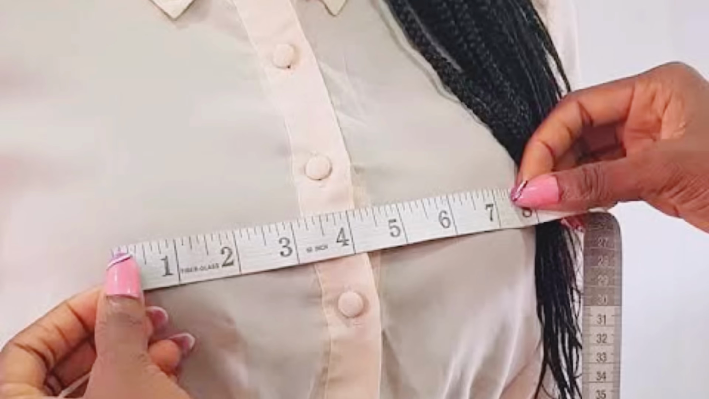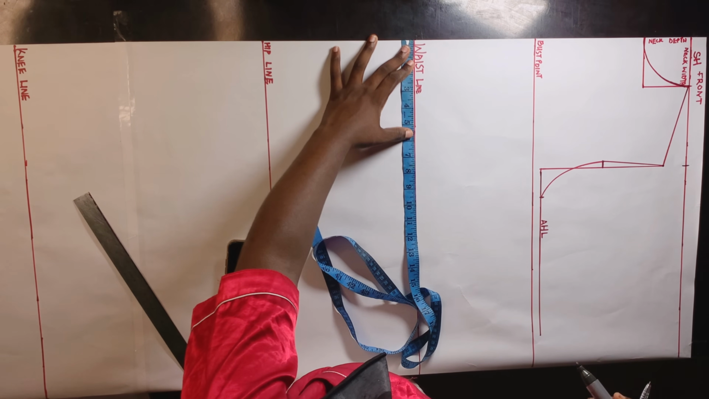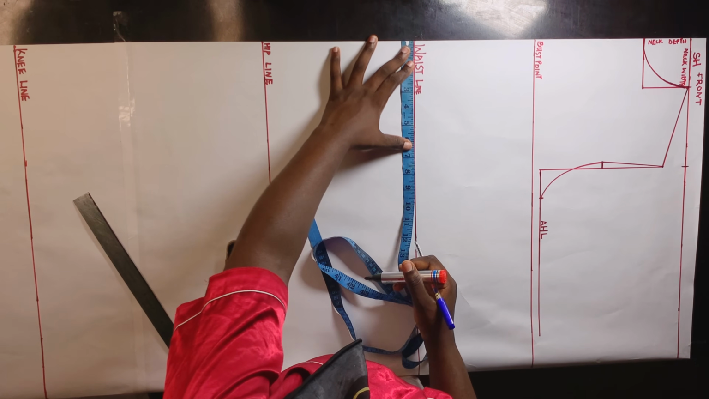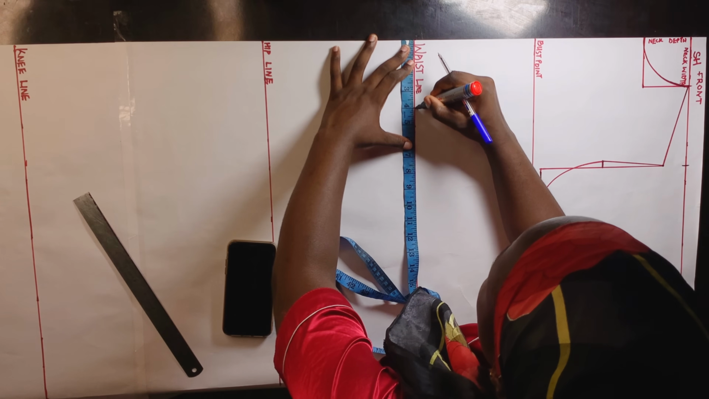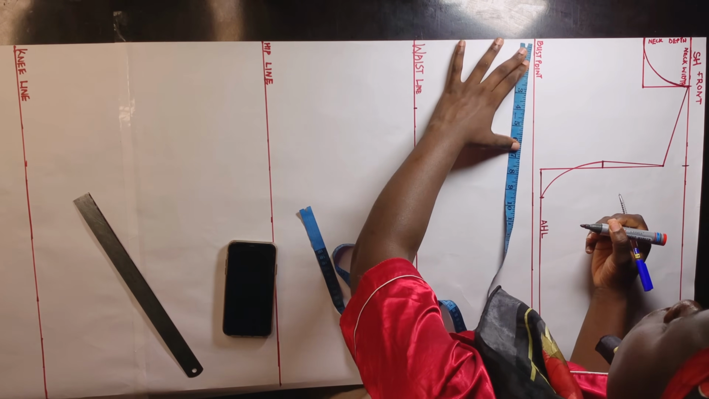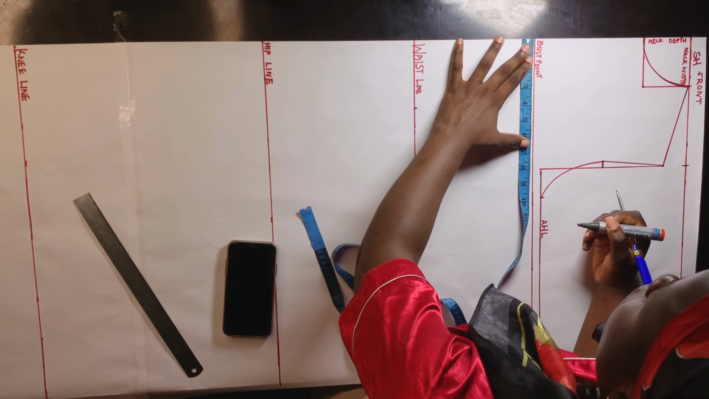So you're going to divide whatever you get by 2. Mine is 8. 8 divided by 2 is 4, which I would mark on the waistline. I would also proceed to mark that same 4 inches on my bust point line, then go in with my ruler to connect both points.